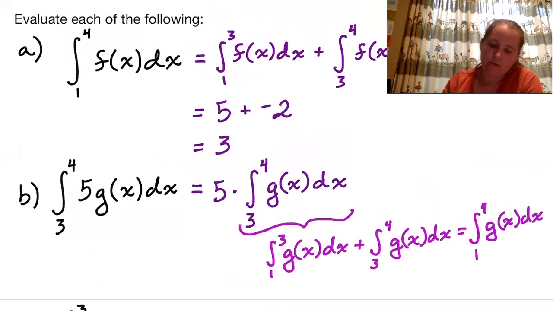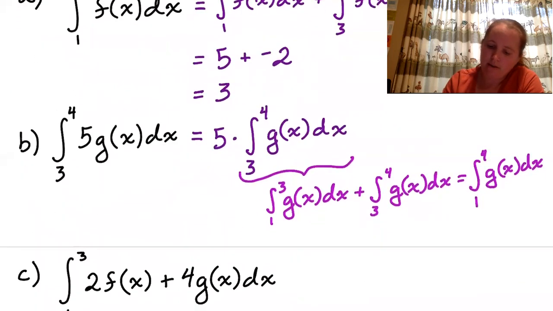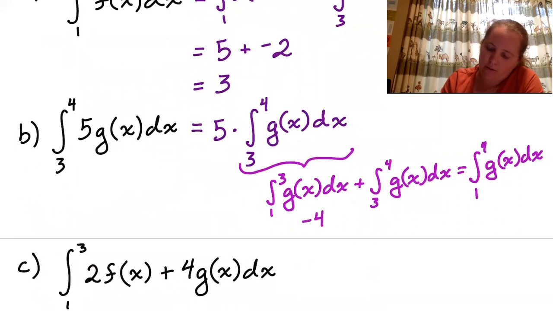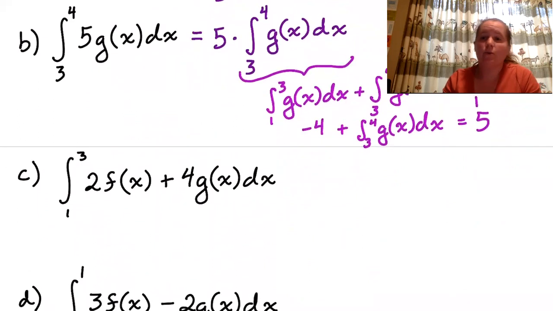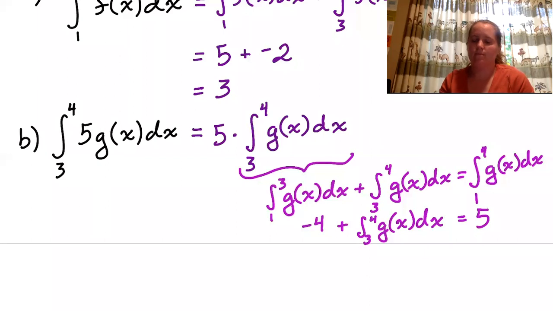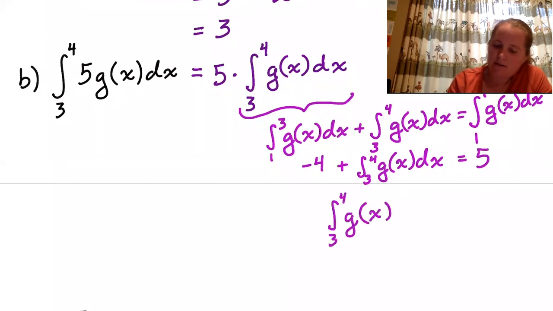So we have that first integral was negative 4, and the last is equal to 5. We have negative 4 plus the definite integral from 3 to 4 of g of x dx is equal to 5. I'm going to give myself a little more room quickly. And we therefore have, solving for that definite integral, the definite integral from 3 to 4 of g of x dx is equal to 9.